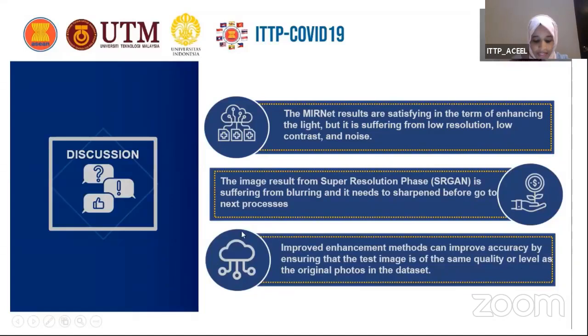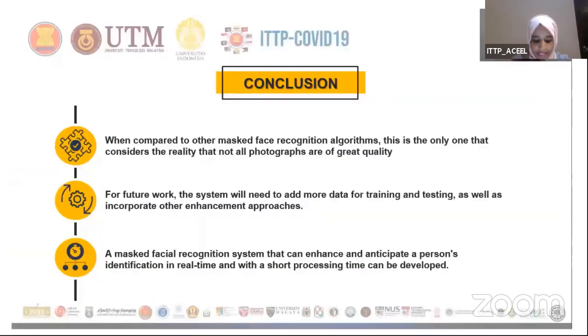So in conclusion, when compared to other mask face recognition algorithms, this is the only one that considers the reality that not all photographs are of great quality. There is previous work on masked faces, but all of them considered the input image to be of good quality.